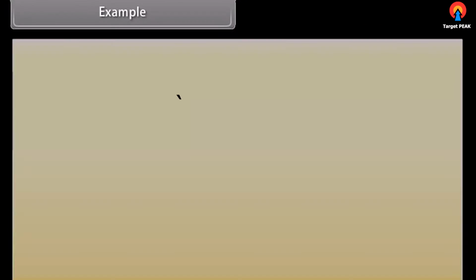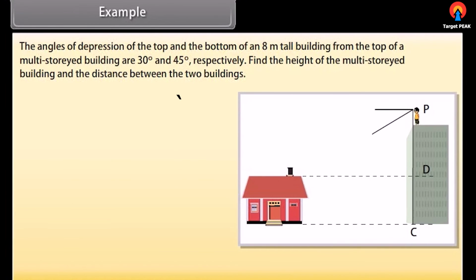Example. The angles of depression of the top and the bottom of an 8-meter tall building from the top of a multi-storied building are 30 degrees and 45 degrees respectively. Find the height of the multi-storied building and the distance between the two buildings.